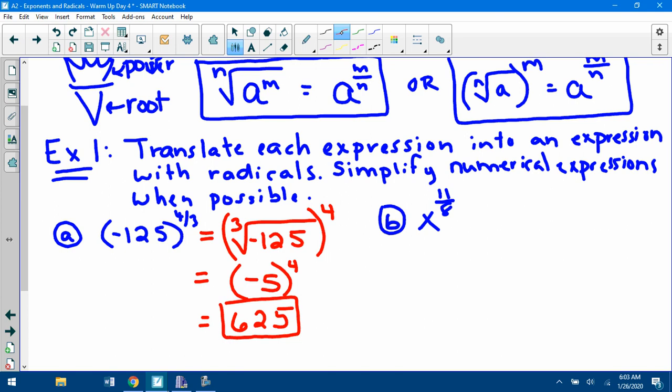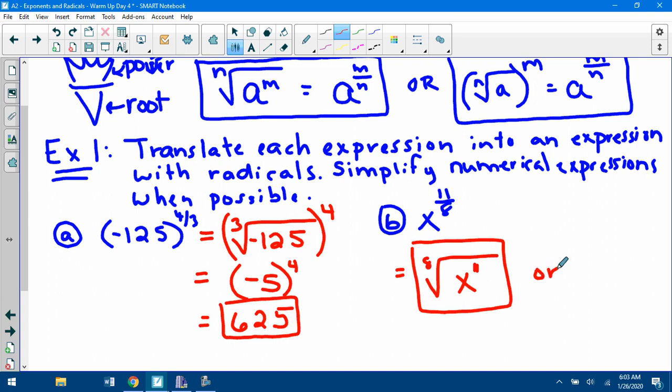Well, this is pretty straightforward. Think of the bottom. The bottom is the root, because that's the root of the caret. So it'd be the what root? The 8th root of x. The top is the power, the 11th. That's not a number, so that'd be my answer. Now, just as a side note, you could have written the 8th root of x to the 11th and been totally correct as well. So either way is fine.